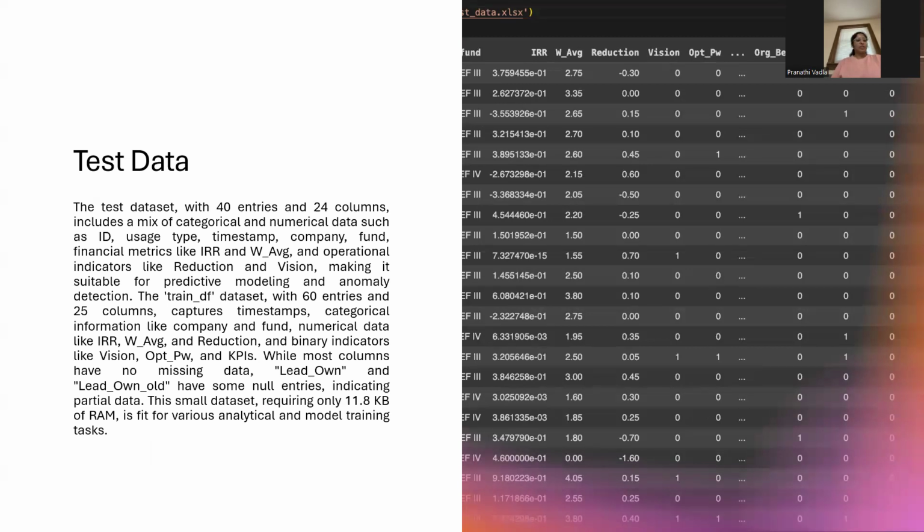Coming to the test data, this data contains 40 entries and 24 columns of mixed categorical and numerical data, suitable for predictive modeling and anomaly detection tasks. Train DF comprises 60 entries and 25 columns featuring timestamps, categorical variables, numerical metrics, and minimal missing data in lead_own and lead_own_old, offering efficiency for analytical exploration and model training. And then next will be continued by Anirudh.